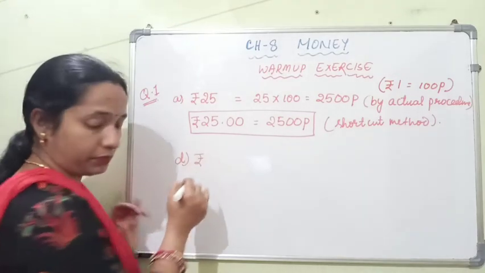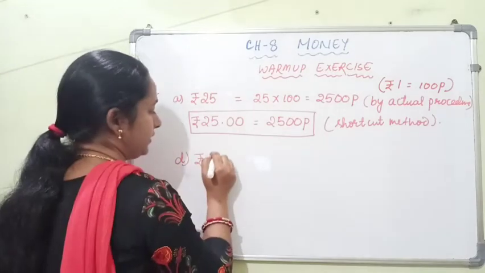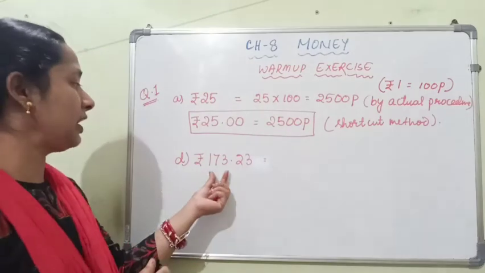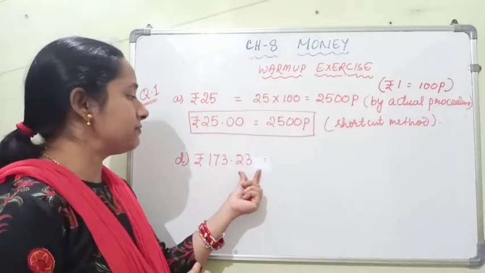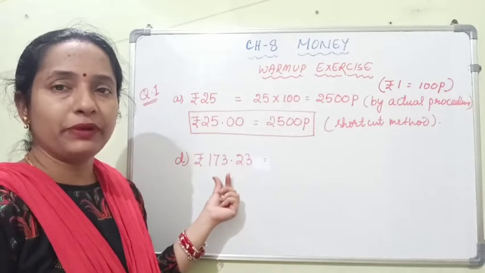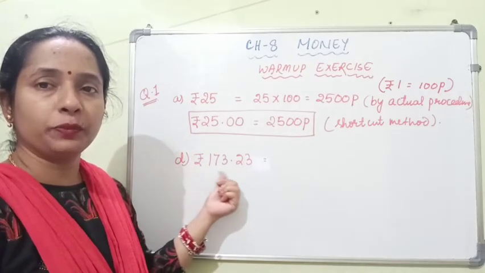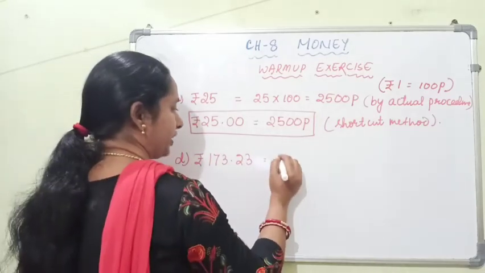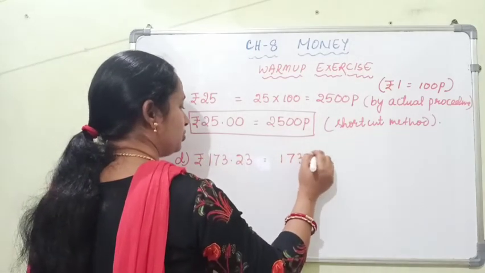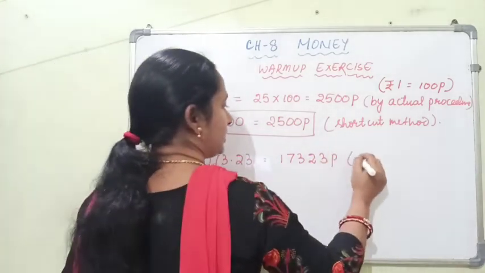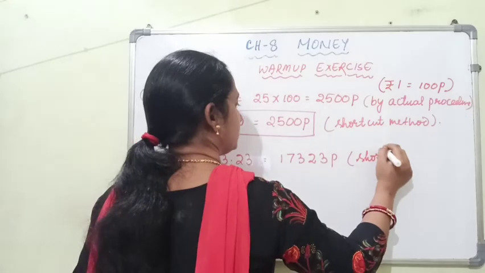It is given as rupees 173 and 23 paise. So as we have rupees and paise, how can you directly do it using the shortcut method? Simply remove the rupees and decimal point and then write the digits that you find here, that is 17323, and simply put paise. This is the shortcut method.